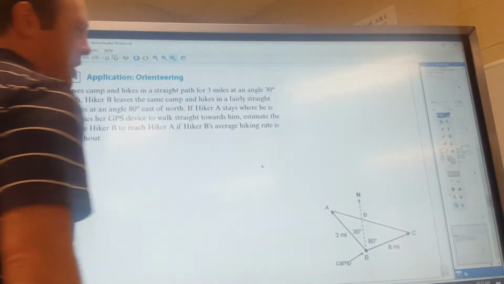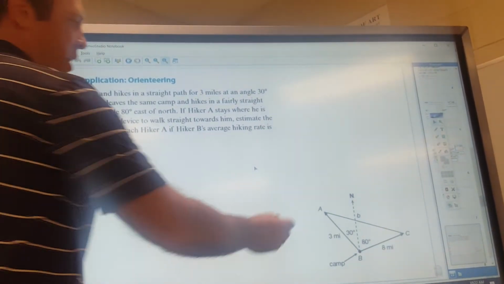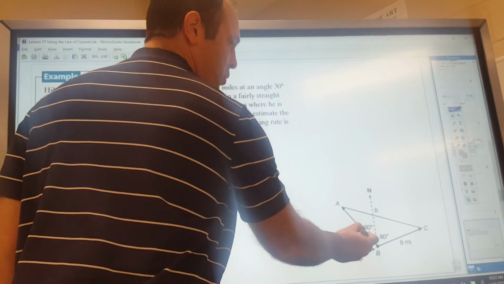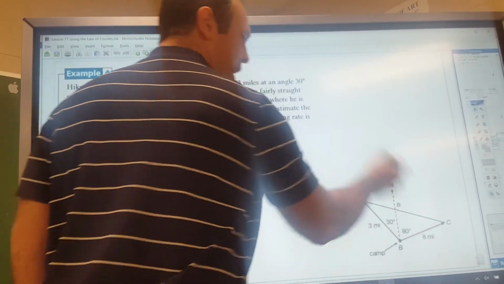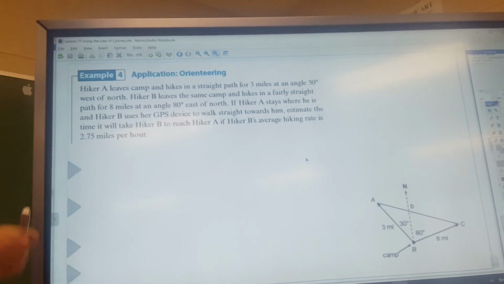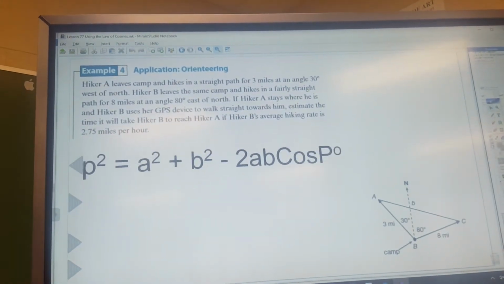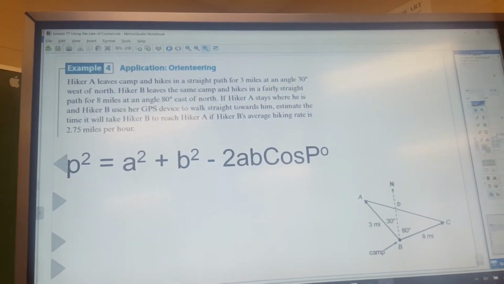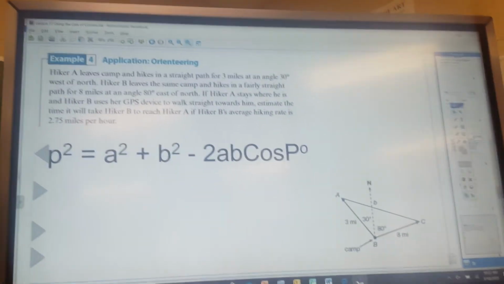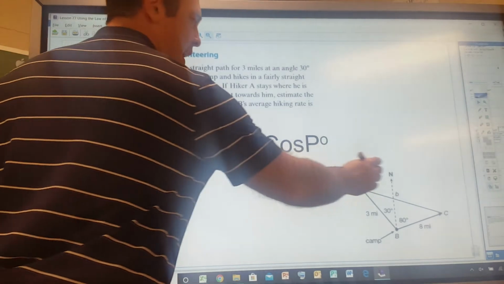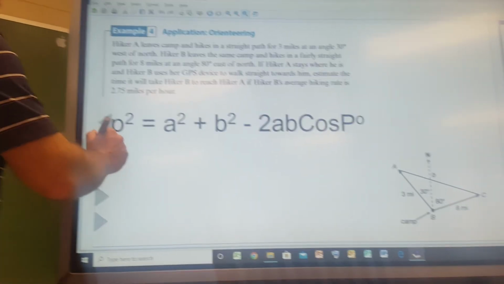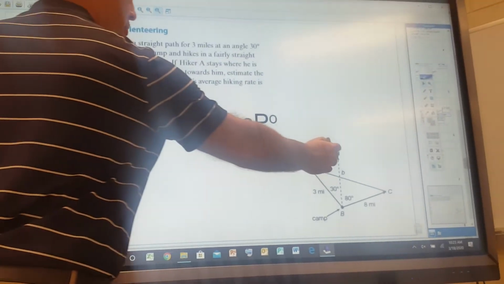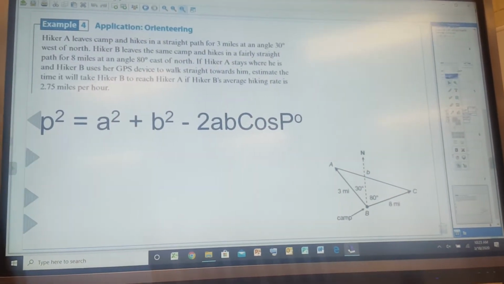The distance of AC. Now what we have is the other two sides, and we know the angle: 30 plus 80 is 110. So we've got SAS, so we can solve this by law of cosines. There's our formula: P squared is equal to A squared plus B squared minus 2AB cosine P degrees. Now, what we're looking for is that length AC, which we labeled B. And we know that the angle opposite of it would be 110.